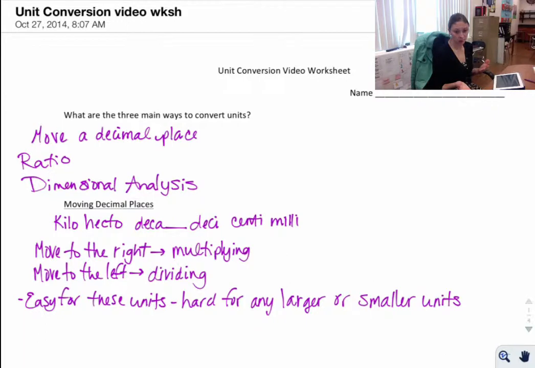I don't care which way you use. It doesn't make any difference. Some will be better than others for certain things. I would pick one way and go with it, and ignore the rest of them. So the first we're going to look at here is just moving a decimal place.